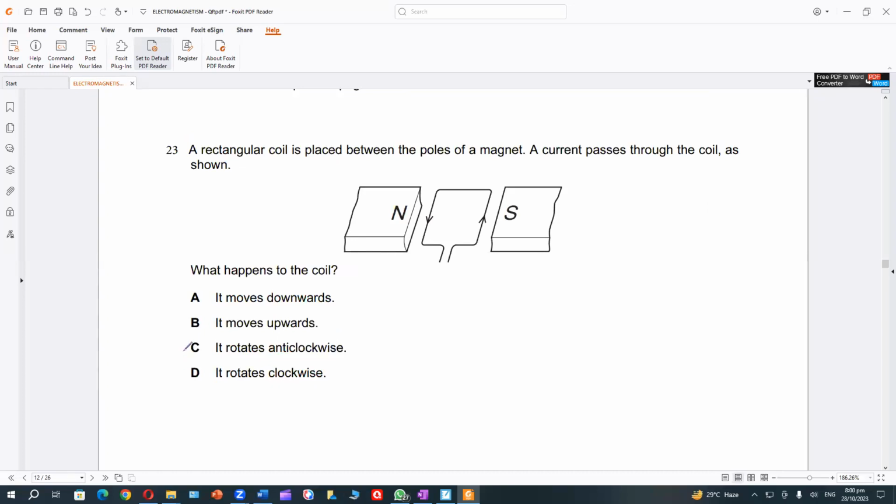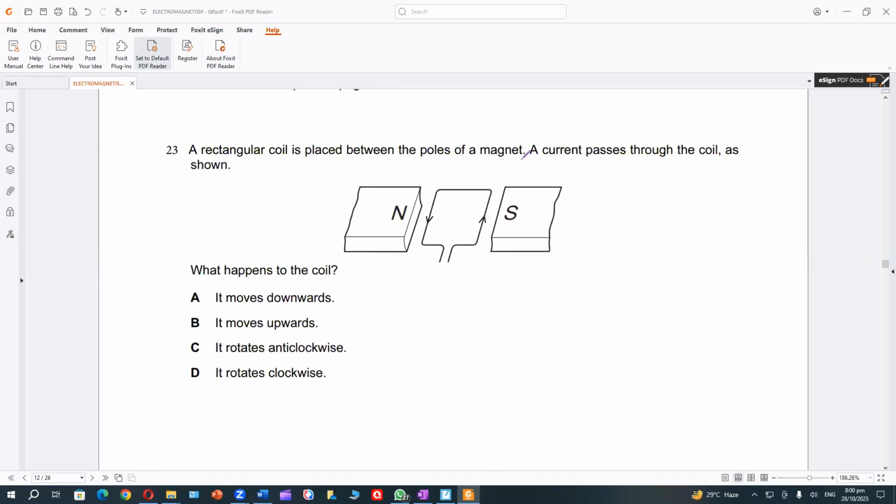Now, see this 23. Are you talking about C or D, or are you talking about 23? Hamad, your answer for 23? A rectangular coil is placed between the poles of a magnet. Previous one is C. Fine. Previous one was C, right?